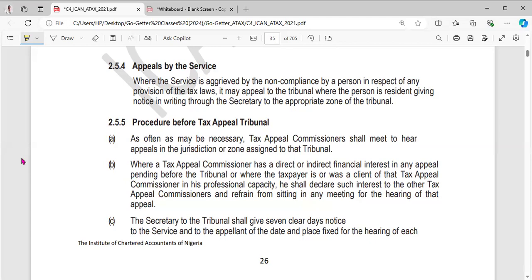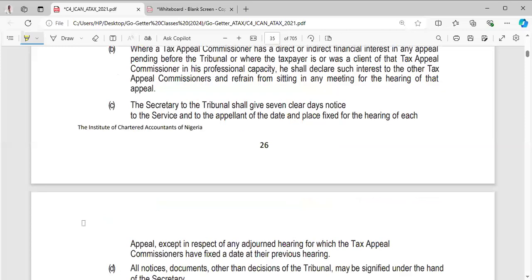The third one, the secretary to the tribunal shall give 7 days notice to the service and to the appellant, now the service is the FIRS, and to the appellant of the date and place fixed for the hearing of each appeal, except in respect of any adjourned hearing for which the tax appeal commissioners have fixed a date at their previous meeting. So if they're just meeting for the first time, the secretary will write within 7 days where they are going to have the hearing and the date and time.